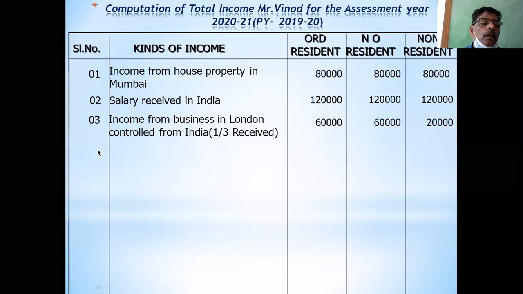And fourth point, income from agriculture in Nepal. It is earned outside India, received outside India, therefore comes to only first column. Second and third, 0.